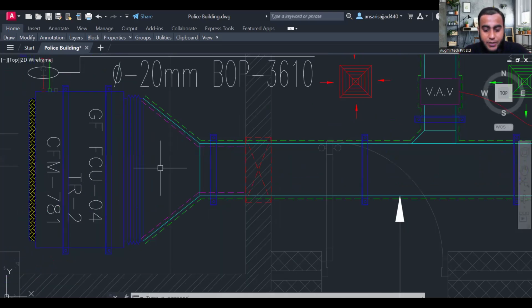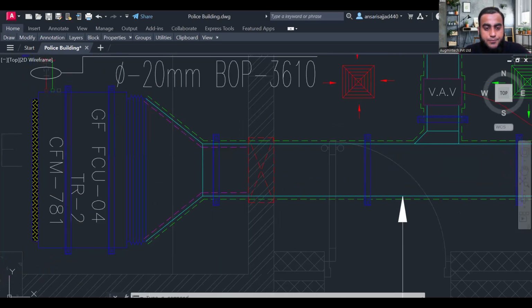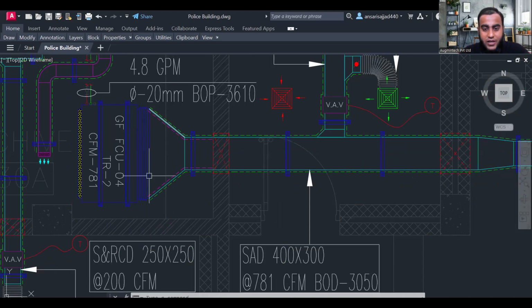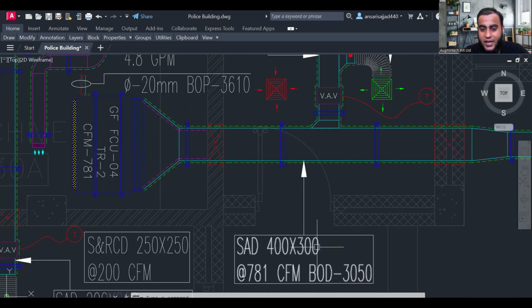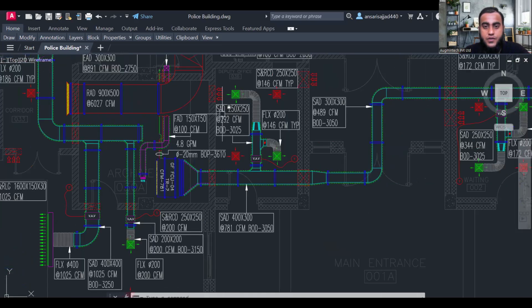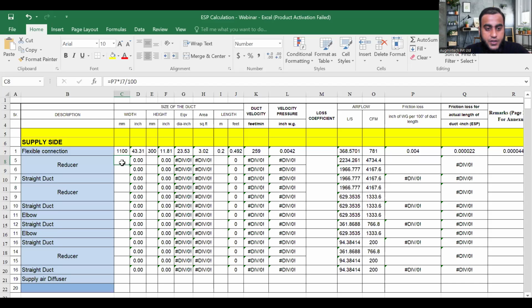First let me know, before reducing, what is the width and height of this duct? 1100 and height is 300, correct? After reducing, the width of duct is 400 and height also same, 300. So first of all, come here in the Excel sheet and write down reducer. Before reducing, the width of duct is 1100, height is 300. After reducing, the duct width is 400 mm and height 300 mm.